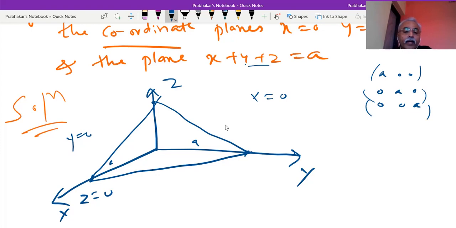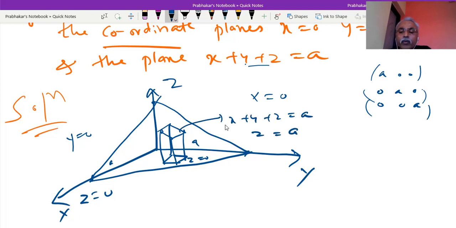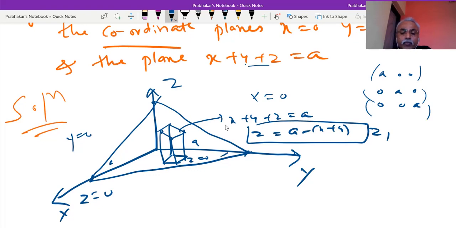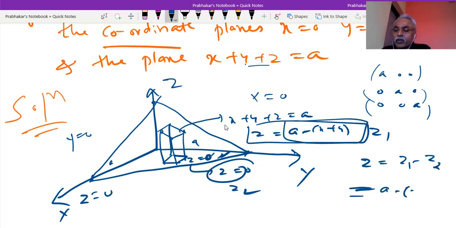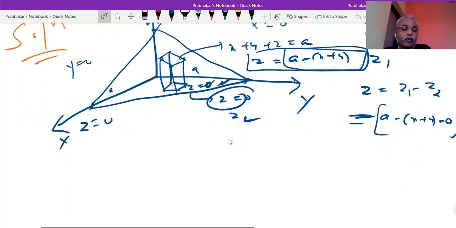Now if you take the height, z = 0 to z = this slant plane, which is x + y + z = a, or z = a minus (x + y). So this is one z, say z1, and this is one more z, this plane, which is z = 0, you say it is z2, and real z is z1 minus z2, which is this part a minus (x + y) minus 0. So now we are ready with the volume and double integration z dy dx.